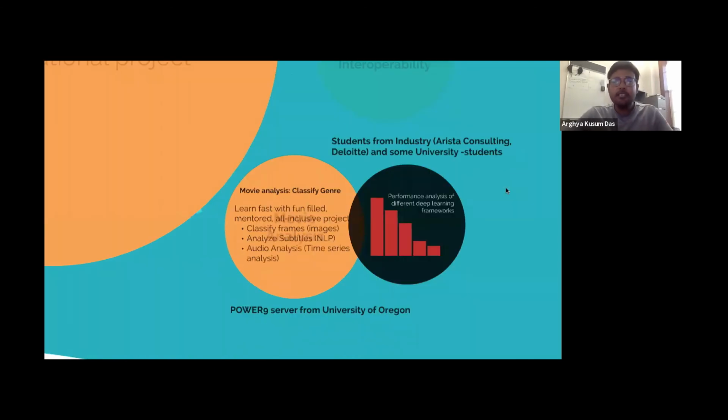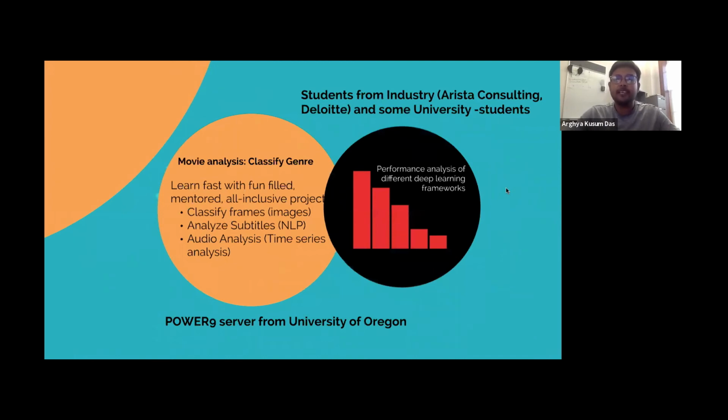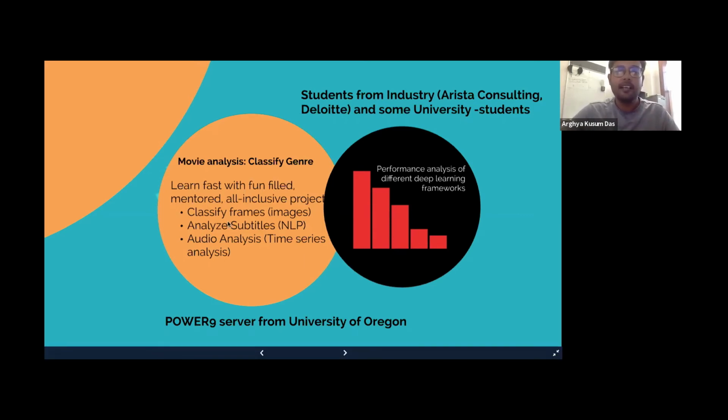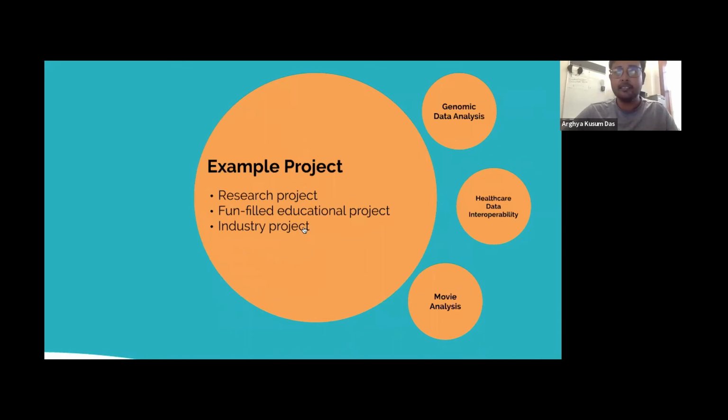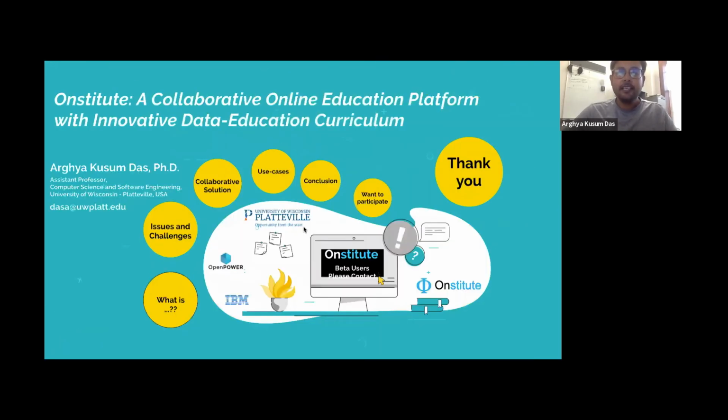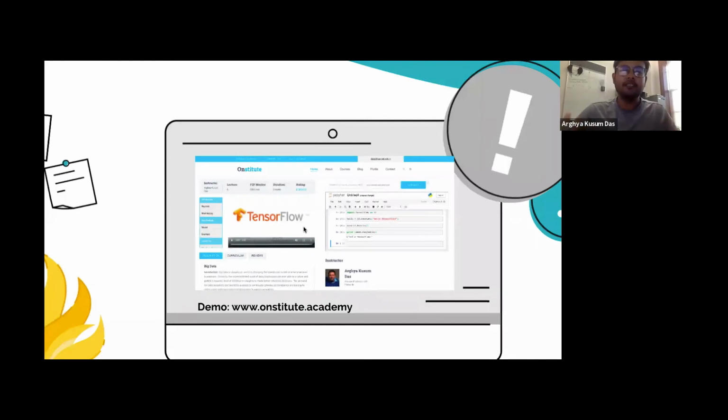Also, not only these university projects, as I told, there are several industry folks getting some benefit from Onstitute. There are some folks working at Arista Consulting, and some from Deloitte. They collaborated with university students, and in a fun-filled way, they are learning different things like classifying frames, image analysis, NLP, time series analysis, just according to their need.